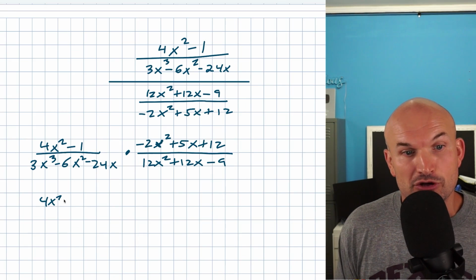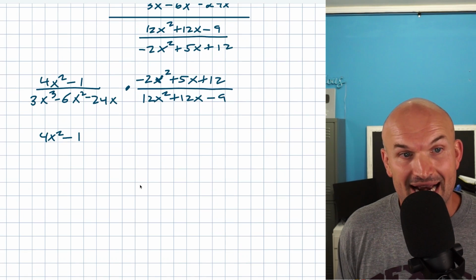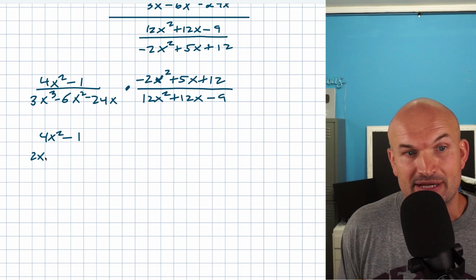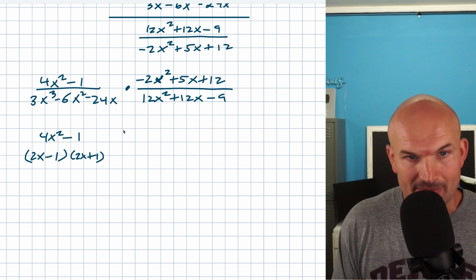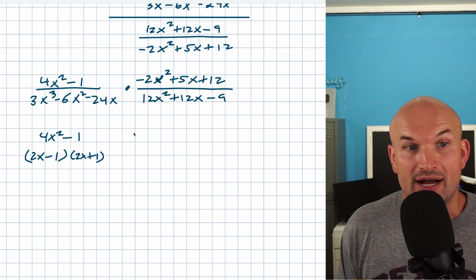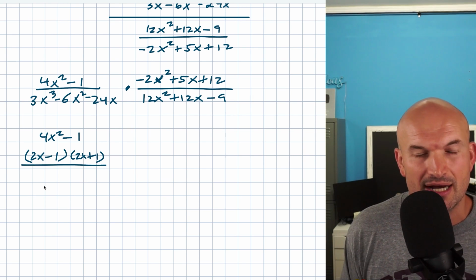First numerator we have here is a 4x squared minus 1. That I recognize as a difference of two squares. That's going to be a 2x minus 1 times a 2x plus 1. And again, if you're not sure about that, go ahead and multiply it out just to check my work. So that is going to be my first numerator up there.